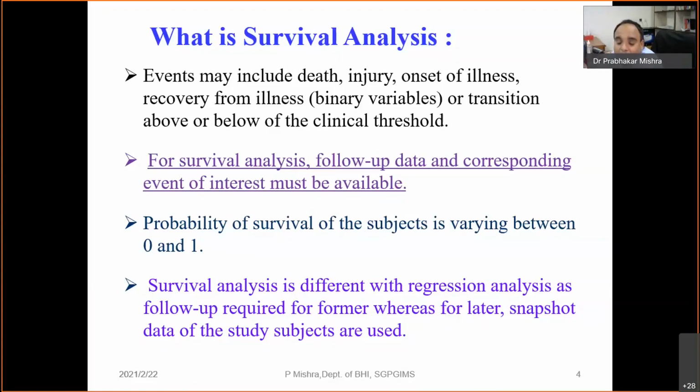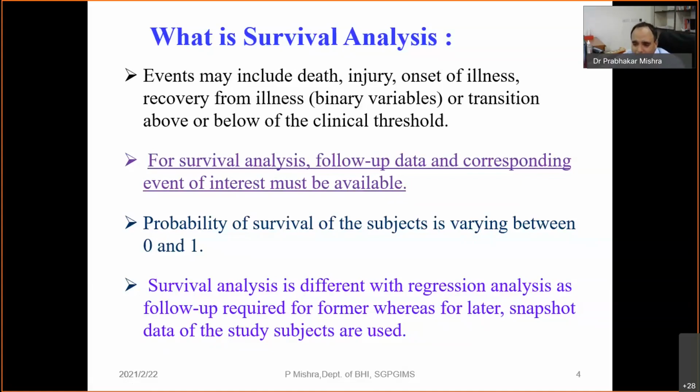So the event is the condition that is present or absent after a particular duration. Event may include death, injury, onset of illness. Like we start with a normal patient, and then we look at after how many months or years this patient develops a particular disease. Like a diabetic person, we start the follow-up, and after 10 years some person develops kidney disease, someone develops it after 12 years, someone immediately after 2, 3, 4 months.